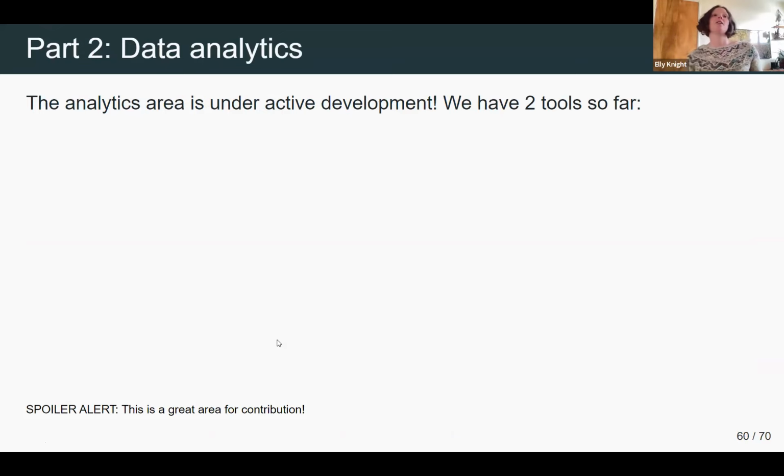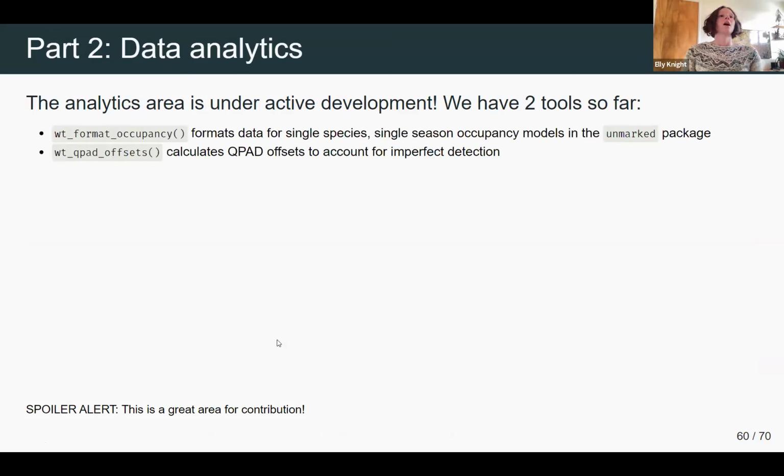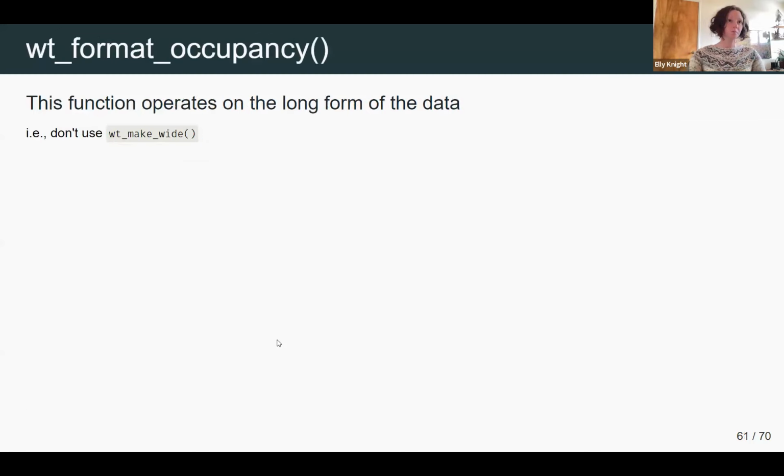Okay, so now we'll move into data analytics. I should mention the analytics area is under active development. We have 2 tools so far, but there's probably a lot more coming down the pipeline. Spoiler alert, this is a great area for contribution. Marcus is going to tell you how to do that at the end. So the 2 tools that we have so far are format occupancy, which formats data for single species, single season occupancy models in the unmarked package. We get a lot of questions about this one, so we thought we would make a function for it. And then the second was the QPAD offsets function, which calculates QPAD offsets to account for imperfect detection. And I'll explain a little bit more about what that is when we get to it.